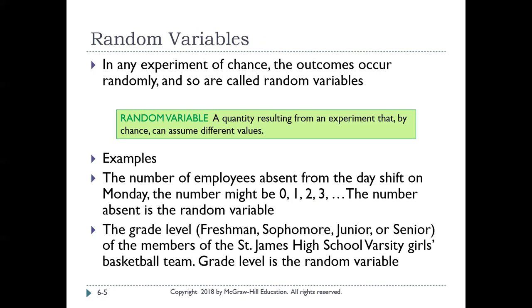Some other examples listed here on the slides are the number of employees absent from the day shift on Monday, right? This could be any given number. The grade level of members at St. James High School varsity girls basketball. So grade level, even though it's not numeric, is still a random variable. The observation of their grade level is still a random thing, right? If I randomly select a girl on the basketball team, they can be of any grade level.